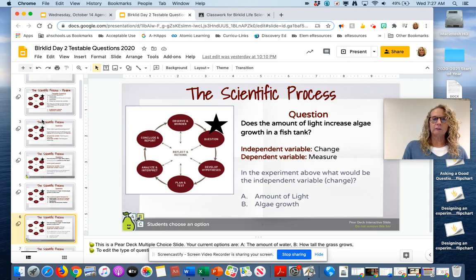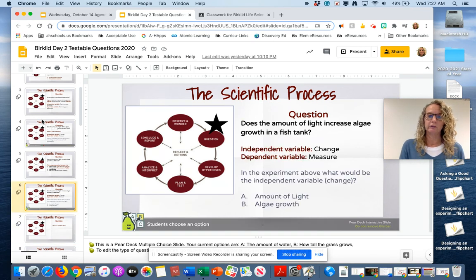So in this experiment, does the amount of light increase algae growth in a fish tank? What is the independent variable? The independent variable is what you change. The dependent variable is what you measure. In the experiment above, what would be the independent variable? What are you going to change in this experiment? Think about, is it A, the amount of light, or B, the algae growth? So what are you responsible for changing? Good. The answer was you are changing A, the amount of light. So since you're at home, you can't interact with this slide, but you can think about the answers.